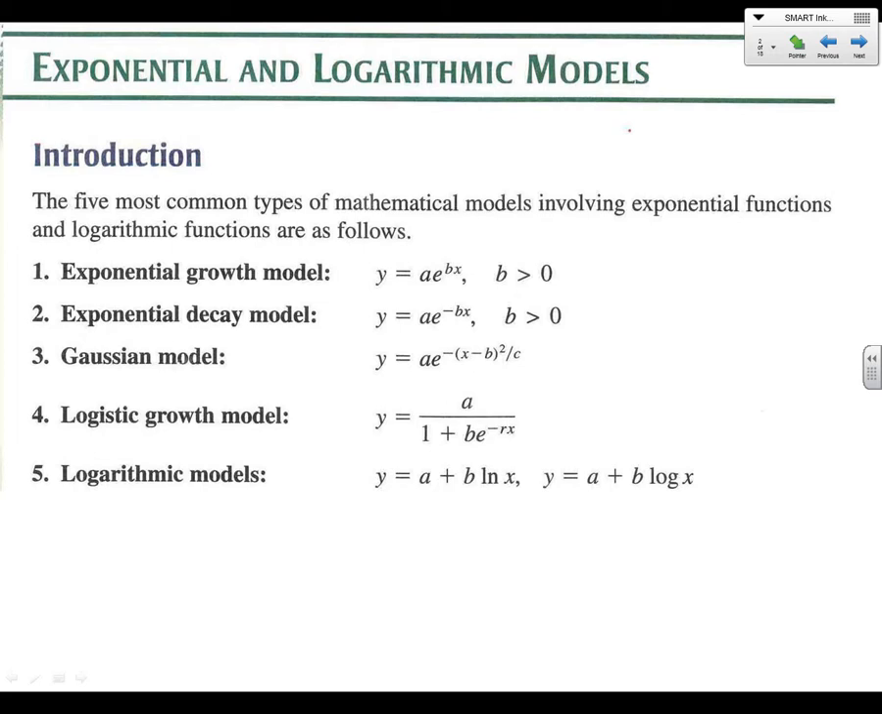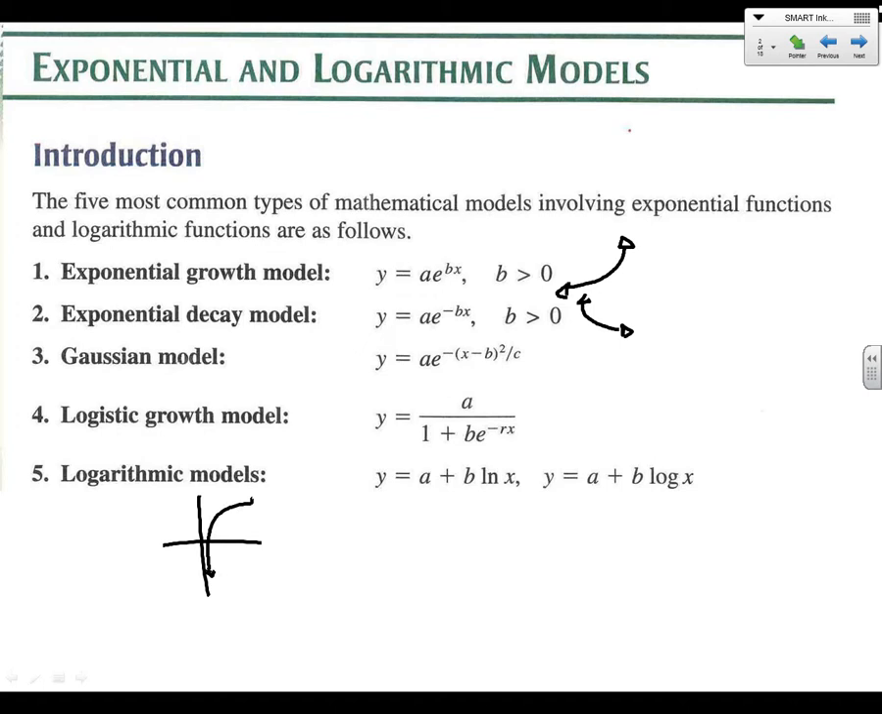Exponential growth we've seen before. That's the one that's taking off. Then the exponential decay is the one that's coming in for the landing from a high initial point. And then we're going to see a couple different models: the Gaussian, logistic growth, and the logarithms, which we've actually seen before as well.